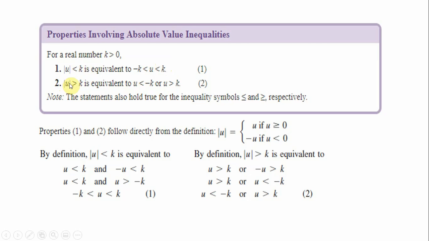If I've got the absolute value of some number or expression u greater than k, that's equivalent to either the expression is less than -k, all those numbers or expressions, or all the numbers or expressions bigger than that k. Just as a note, this also holds for less than or equal to, or greater than or equal to. And this is basically from having the negative u if u is less than 0, which we've looked at before to break open this part of it.